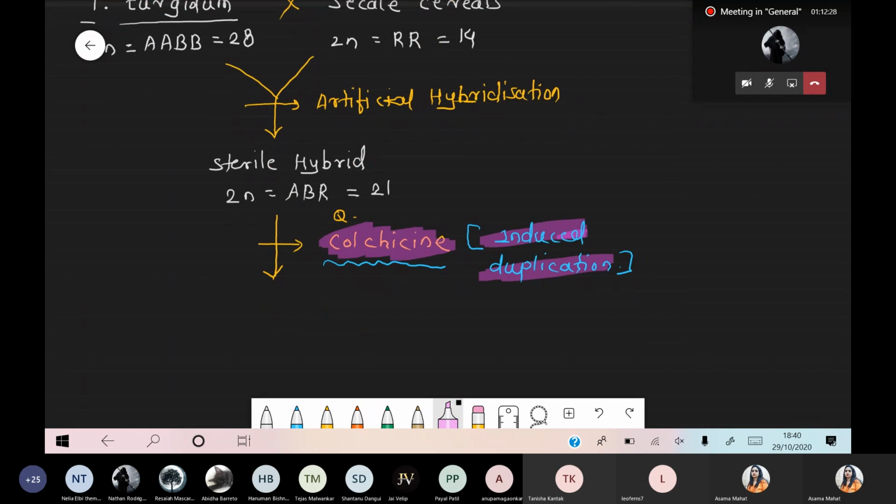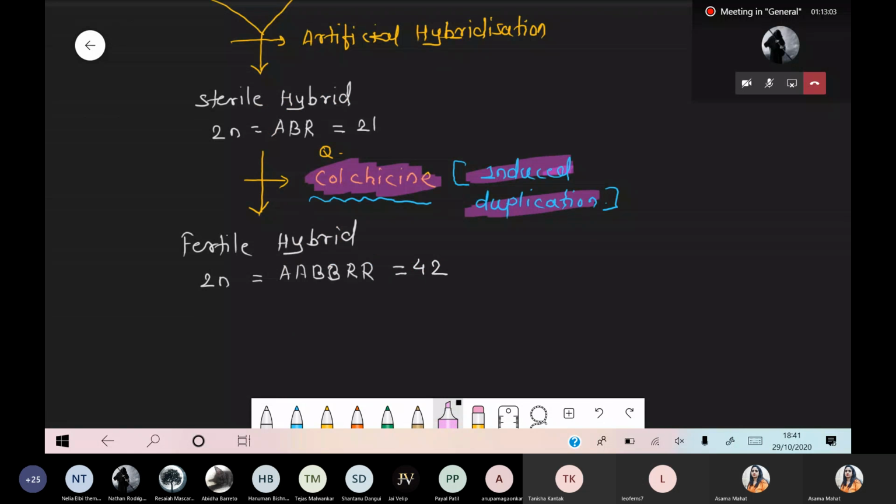So now what happened due to colchicine treatment? Now that sterile hybrid is converted into fertile hybrid. So chromosome number क्या हो गया? Double हो गया, right? So now in this condition, there is a formation of 2n is equal to capital A, capital A, capital B, capital B, capital R, and 21 का double means it is converted into 42.